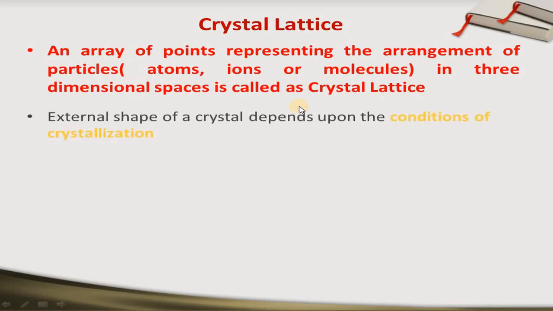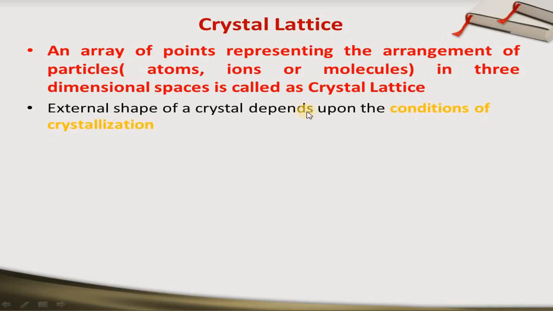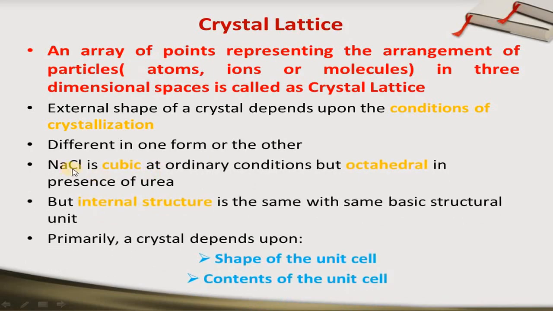The external shape of a crystal depends upon the conditions of crystallization, that is, under what conditions this crystallization process is taking place. If we change the conditions, then the shape of a crystal can be changed from one form to another. We have discussed this also earlier in the case of sodium chloride. Sodium chloride is cubic at ordinary conditions, but it will be octahedral in the presence of urea.